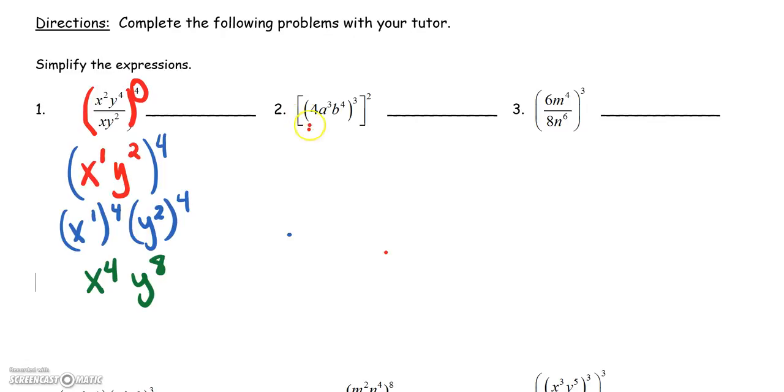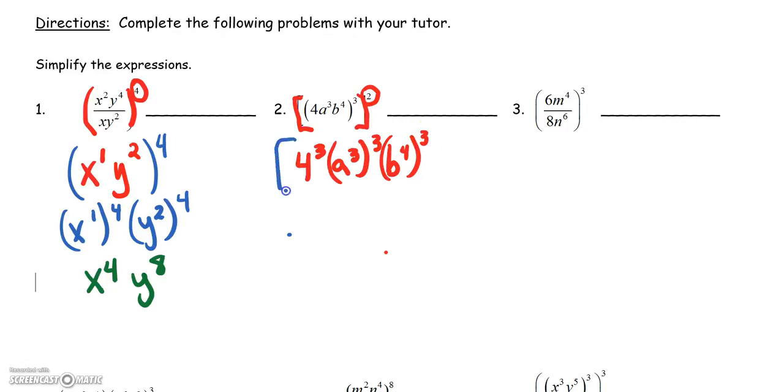In number 2, we're going to do the same thing. We're going to take care of what's inside these brackets before we handle this squared part. So let's take a look inside here. We've got 4a cubed b to the fourth, and that's all cubed. So we'll take the entire expression and cube it. We'll take 4 cubed, we'll take a cubed and cube it, and we'll take b to the fourth and cube it, keeping in mind that this is all still to the second power.